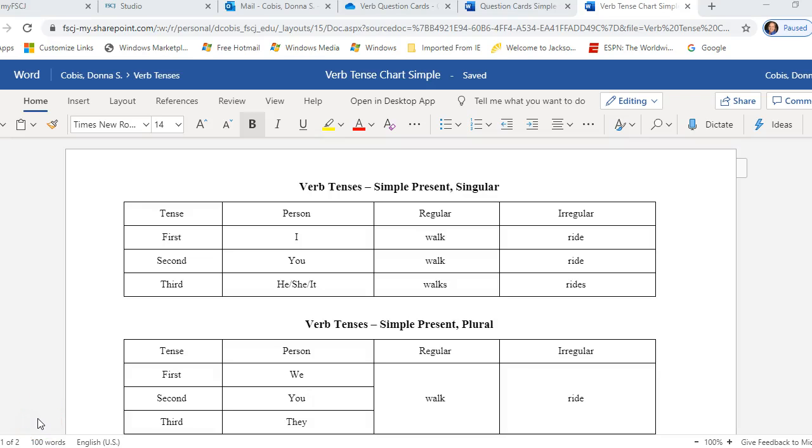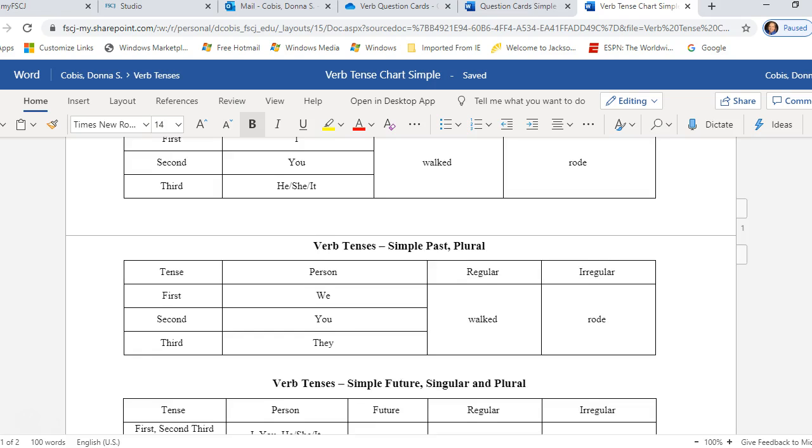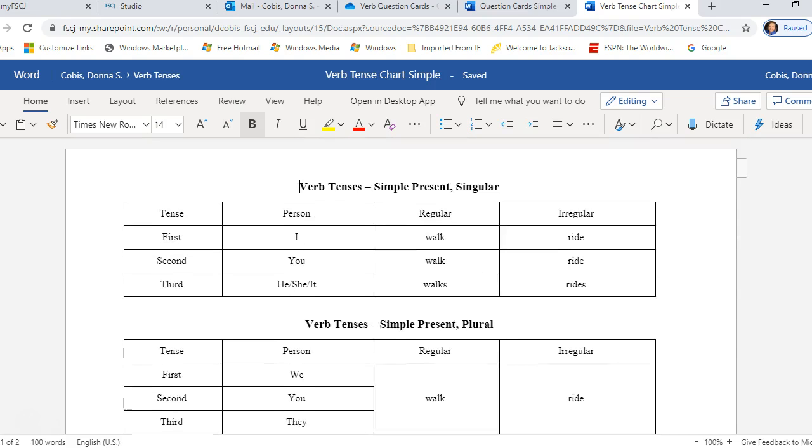I want to talk to you about simple present tense verbs right now. Simple present, simple past, and simple future. Okay, so let's just go through these with this chart that I have for you that shows the first tense, which is I, and then I have an example of a regular verb and an irregular verb.